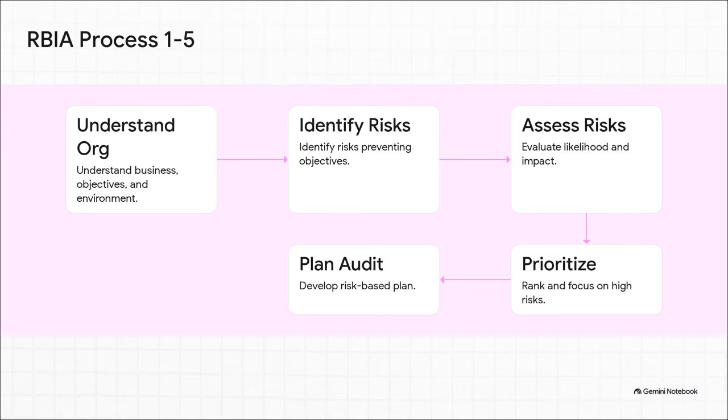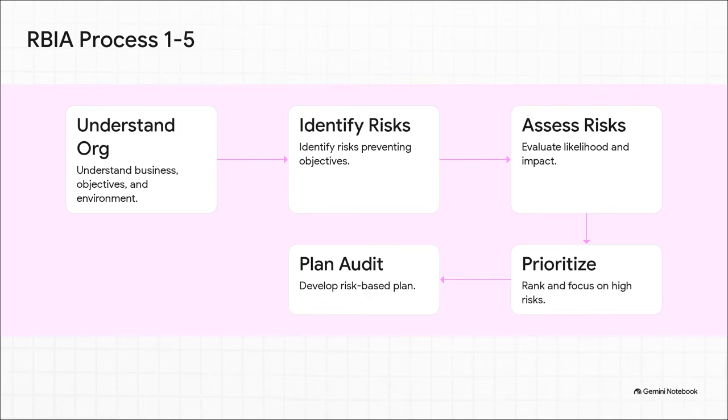Step 1, understand the organization, its objectives, strategies, industry, and external environment. Step 2, identify the risks that might prevent the achievement of those objectives. Step 3, assess those risks based on likelihood and impact to determine the actual risk level. Step 4, prioritize them, ranking risks to focus heavily on the highest ones. And Step 5, develop a risk-based audit plan and allocate resources.